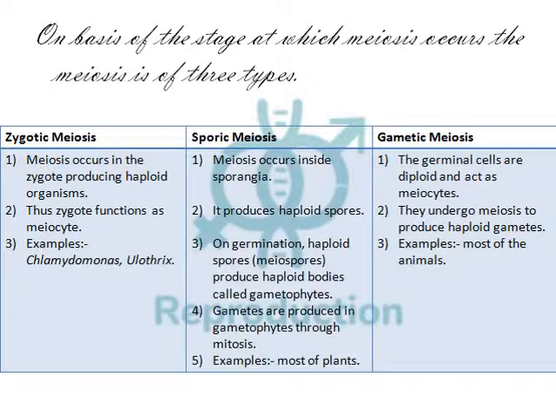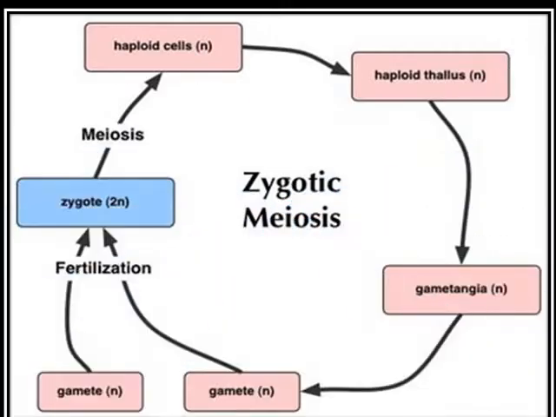Okay. Next comes gametic meiosis. In this, the germinal cells that are diploid in nature will act as meiocytes. They will undergo meiosis and produce haploid gametes. Most of the animals have this process, gametic meiosis.